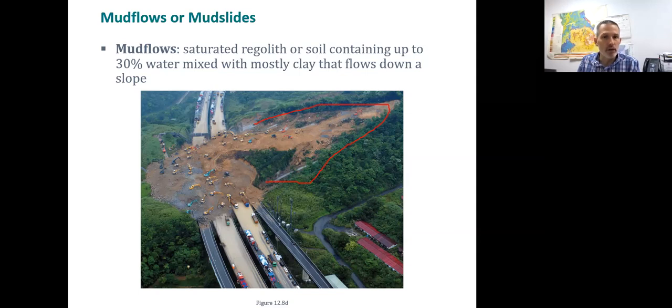So this material moves down as one cohesive unit, and it doesn't create a big toe at the bottom. It doesn't have this rotational movement. So that's how we differentiate it from a slump. Mud flows also tend to be a little bit faster.